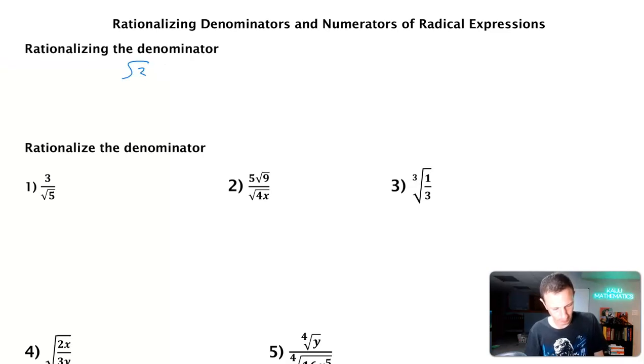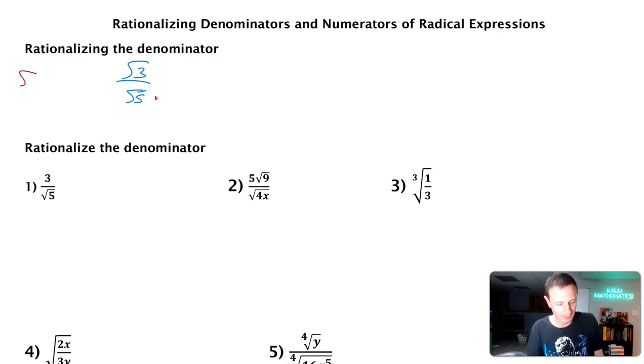If I have something like square root of 3 over square root of 5. If I have a square root in the denominator, I want to rationalize that, so I want to get rid of the square root. I do not want square roots in the denominator. So in order to do that, we have to multiply by something, both top and bottom, that will get rid of a radical. So how do I get rid of a radical if I have the square root of 5?